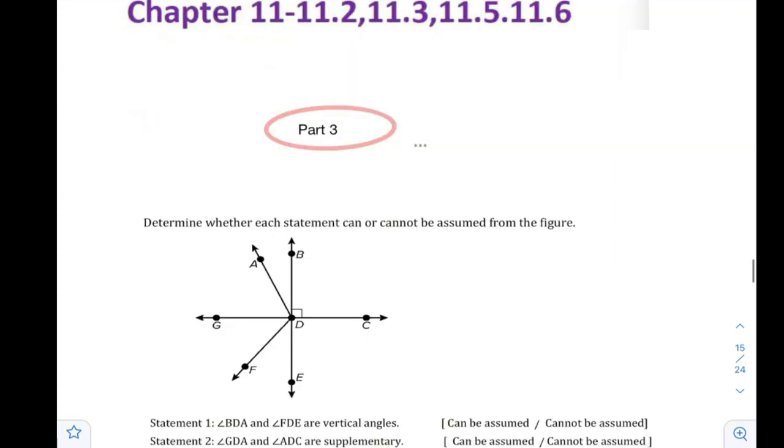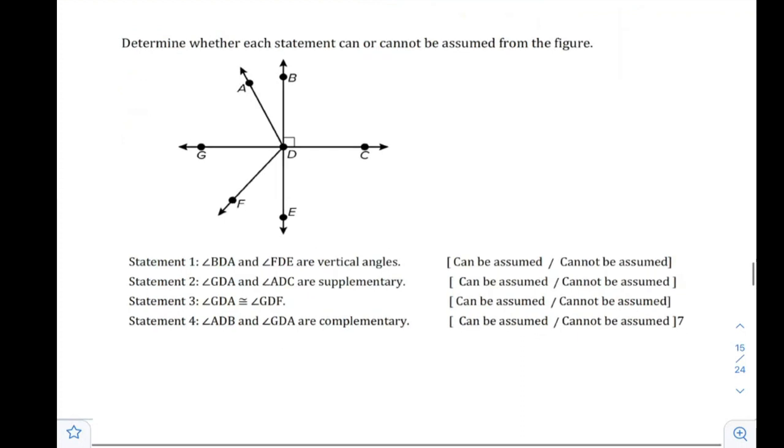Okay, so we start by this lesson. Determine whether each statement can or cannot assume from figure. I will start by this warm-up, which everyone should know before we start the exercises. If you see a diagram, what angles can we assume that are vertical, supplementary, complementary, or congruent, and what we cannot? Let's see the first statement.